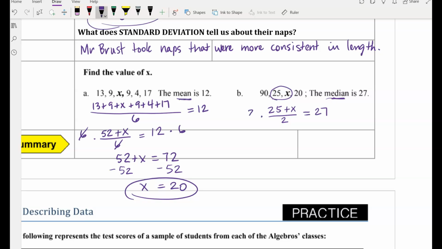Now I'm going to multiply both sides by 2 to get rid of the divide by 2, and that leaves me 25 plus x equals 27 times 2, which is 54. Then I can subtract 25 from both sides, and x is equal to 29. Next is your practice. Remember that you can use Desmos, but make sure that you understand the process of finding these things by yourself as well.